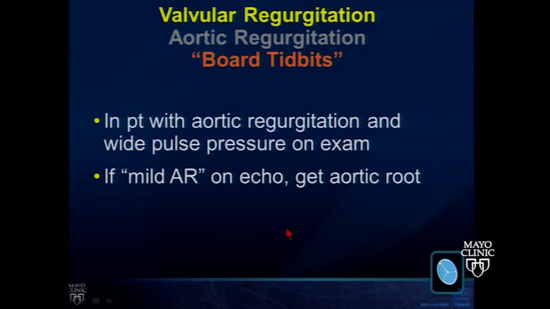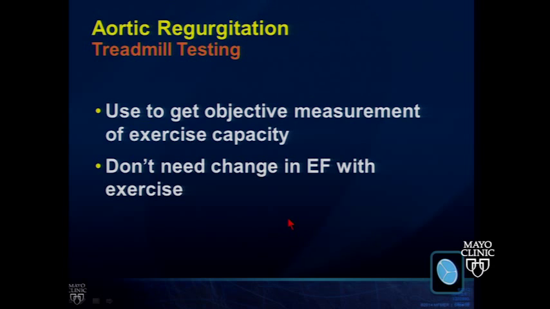So board tidbits in aortic regurgitation and a wide pulse pressure on examination. If the echo says it's only mild because they see a very thin jet, get your aortic root, and if you see a lot of contrast going back, that's severe aortic regurgitation.